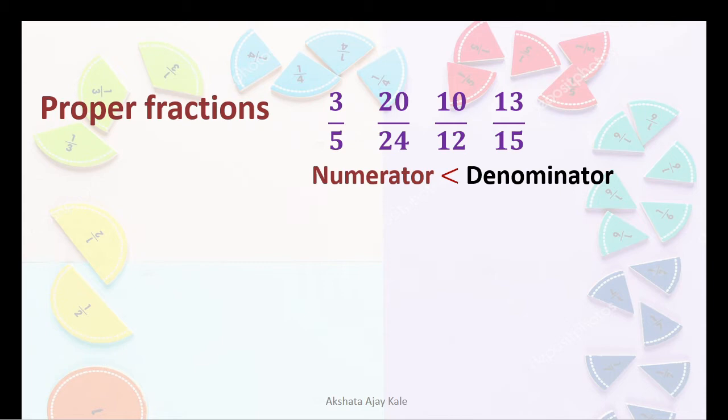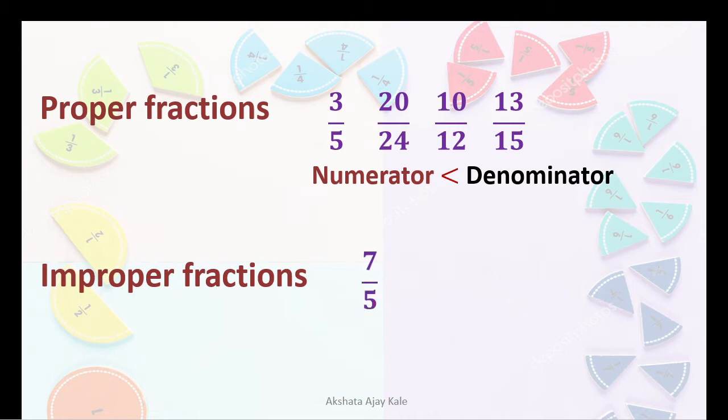So, if in a fraction the numerator is smaller than the denominator, then it is called a proper fraction. Remember, when the numerator is smaller than the denominator, then it is called a proper fraction. Vice versa, it is called improper. We'll see through the examples.